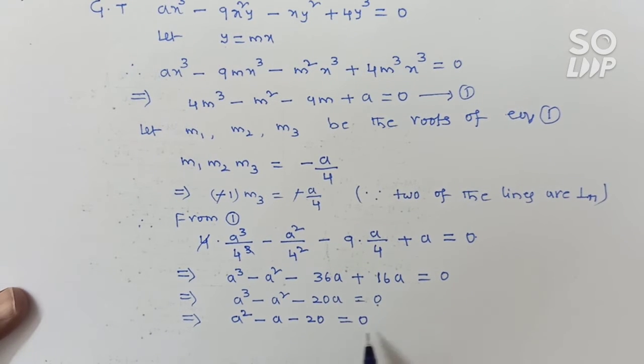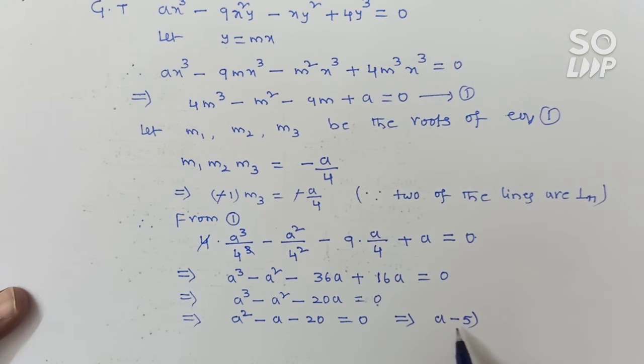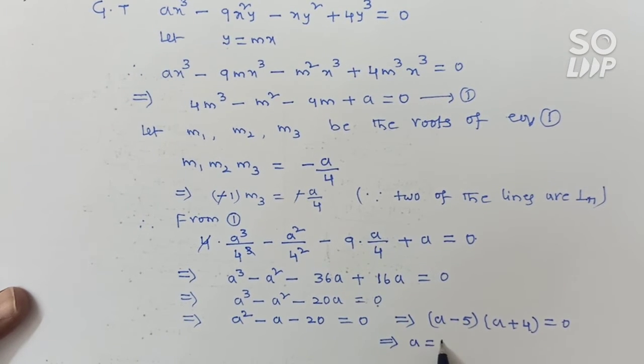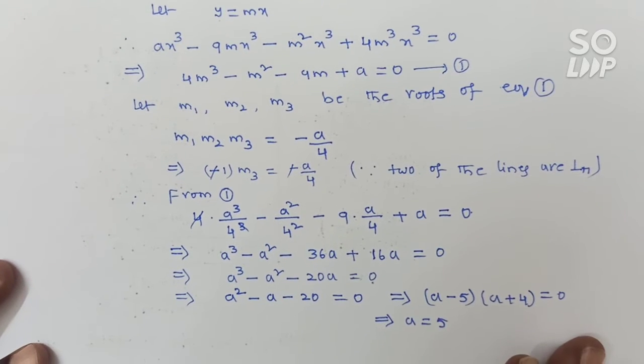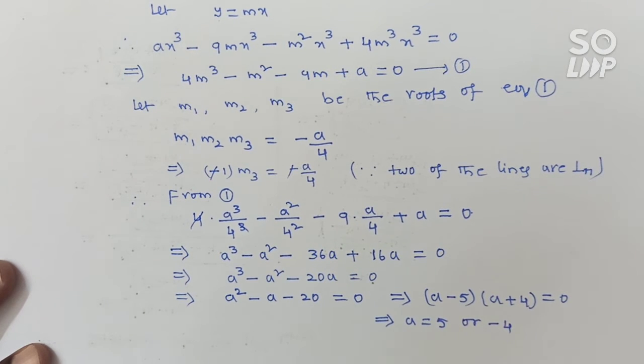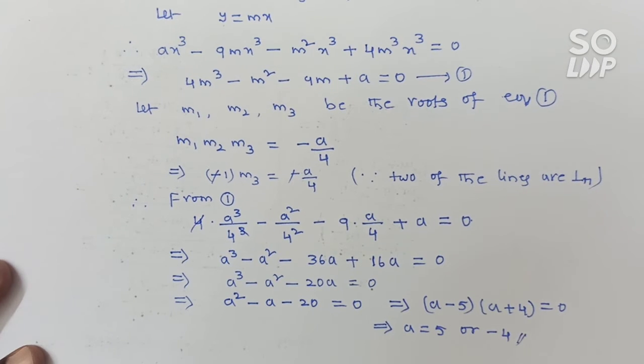Now this one is in the quadratic form. What are the factors of this one? (a minus 5)(a plus 4) is equal to 0. That implies a is equal to 5 or a is equal to minus 4. So the required answer will be 5 or minus 4. This is the solution of this problem.